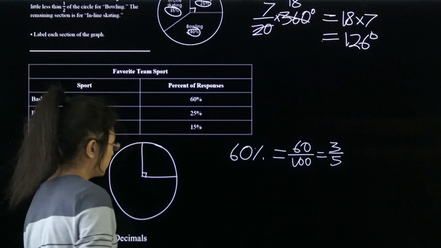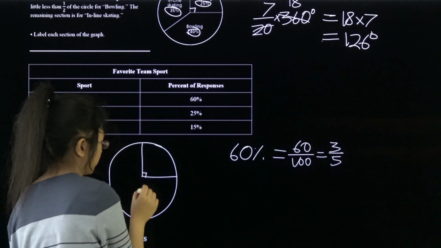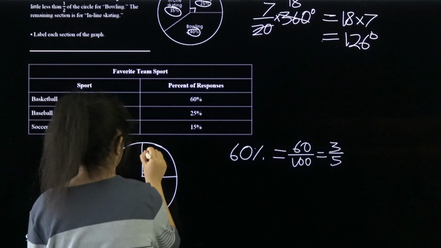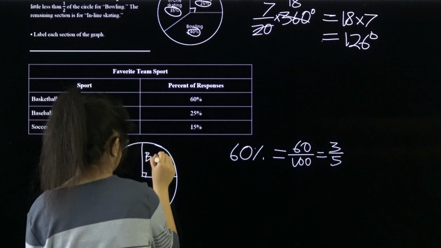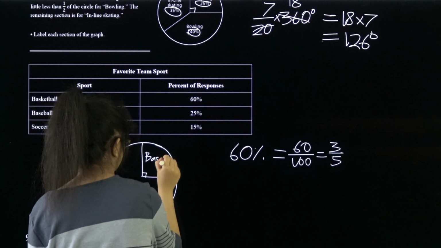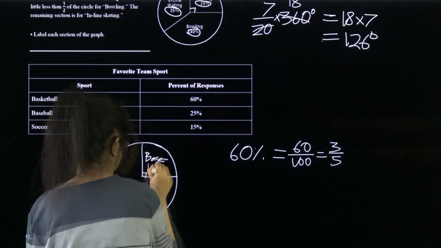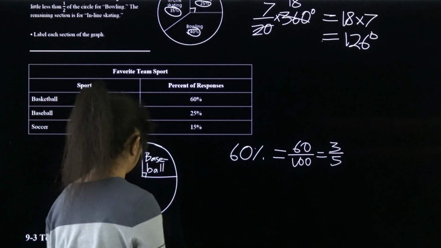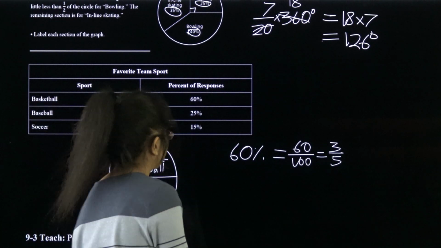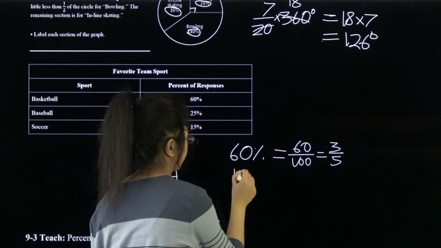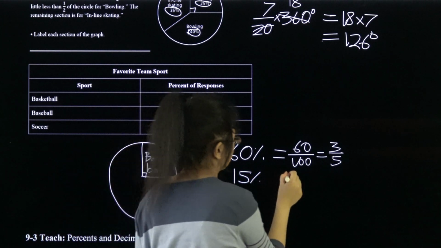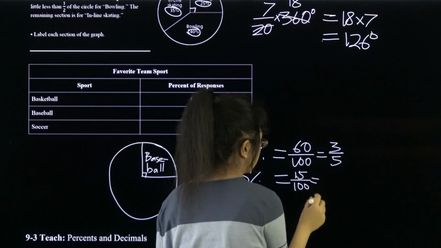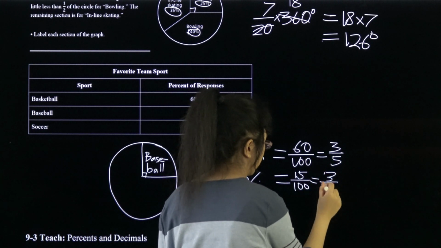And usually for a quarter on the circle graph, you might want to include this little square thing. That indicates that it's a right angle, so it's 90 degrees, a quarter. And then that would be baseball. I can't fit the entire word on here, so I'm just going to use a hyphen. Done. And soccer is 15%. 15% is equal to 15 over 100 equals 3 over 20.